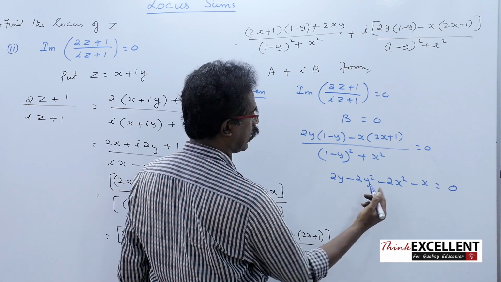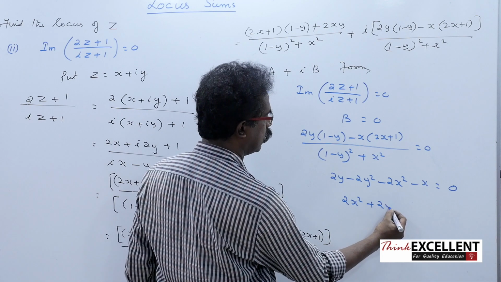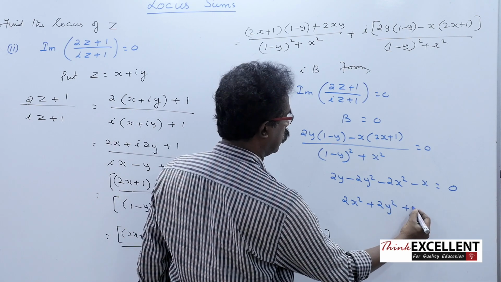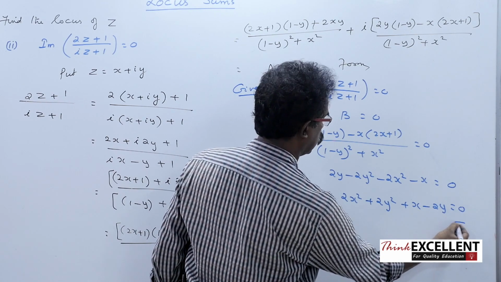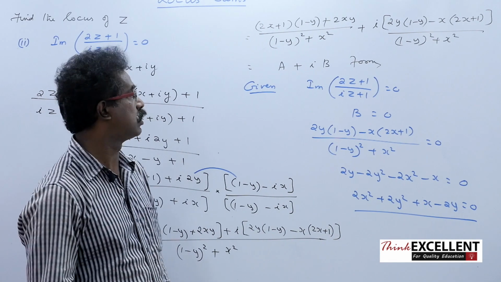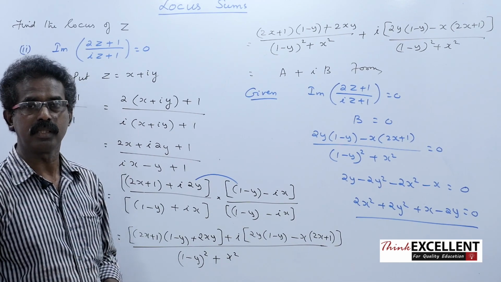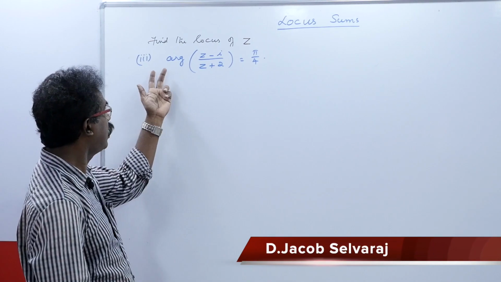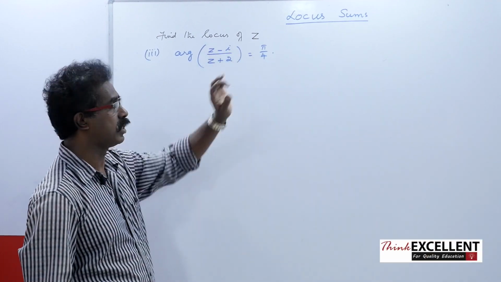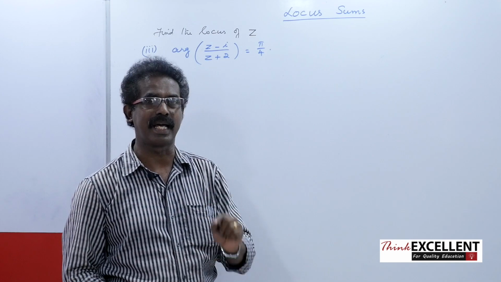So this becomes 2x square plus 2y square plus x minus 2y equal to 0. So this is the locus of this z under the condition imaginary part equal to 0. Let us see one more question. In this question, the argument of this complex number is equal to pi by 4. Argument means the formula: argument is tan inverse b by a.